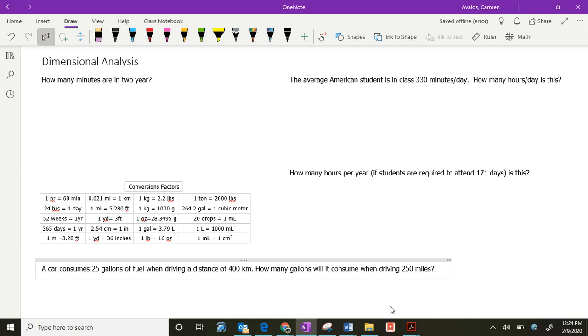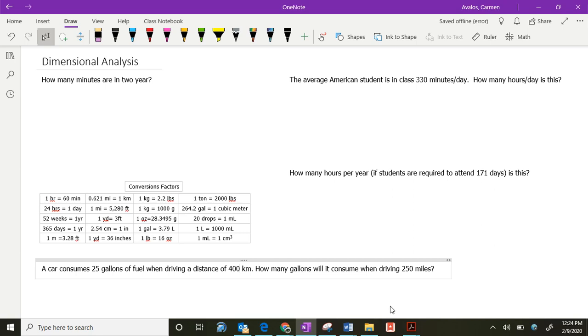So we are converting how many minutes are in 2 years. And colleges are going to want you to do dimensional analysis, so it's best to get a system for it. And I think that this is the easiest system so that you could use it in the quizzes coming up and after. So the first thing is how many minutes are in 2 years.